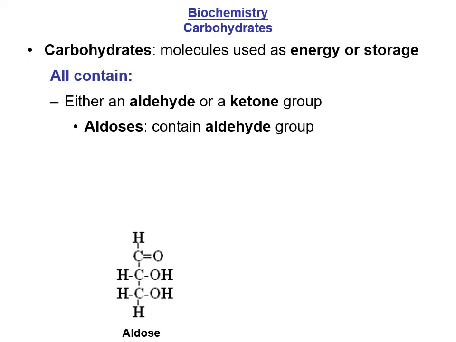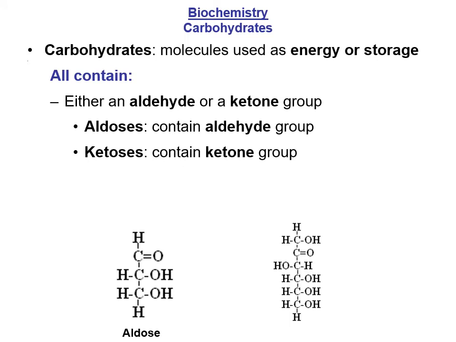If you have a ketone group, you're called a ketose. So ketoses contain the ketone group. You can see on the right, that's the ketose. The carbonyl group is on the second carbon from the top, so it's in the middle of the chain.